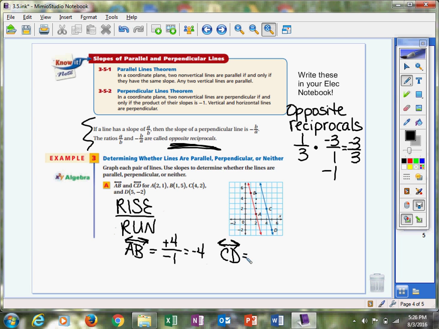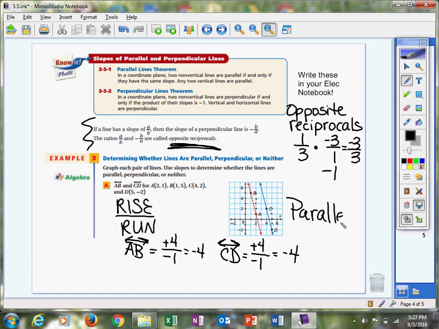And we're going to do the same thing. I'm going to start down here at D. I'm going to go up 1, 2, 3, 4. I went up 4 and left 1. And it also has a slope of -4. So because of the parallel lines theorem, which states that if they have the same slope, then they're parallel, I can certify that these lines are indeed parallel.